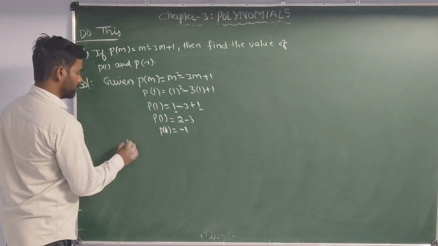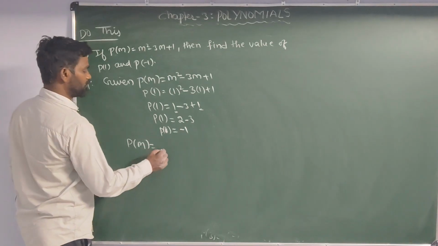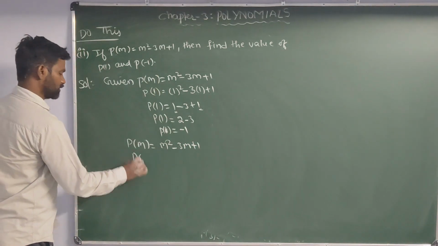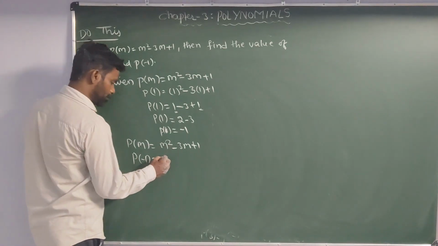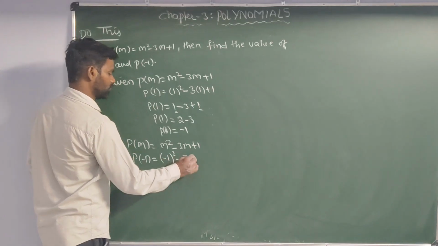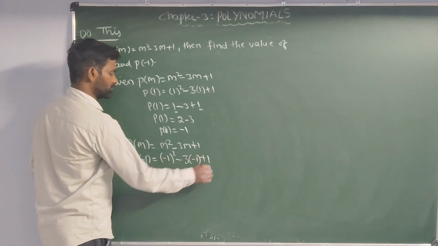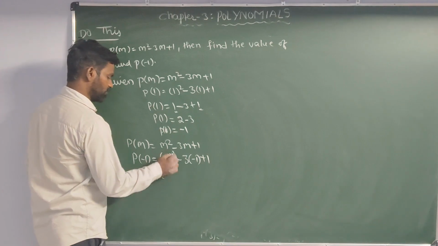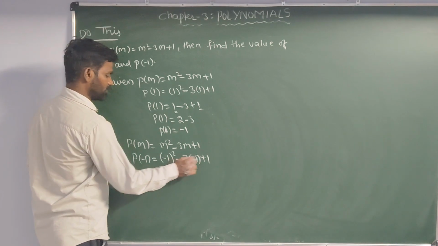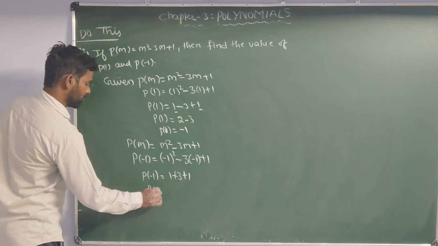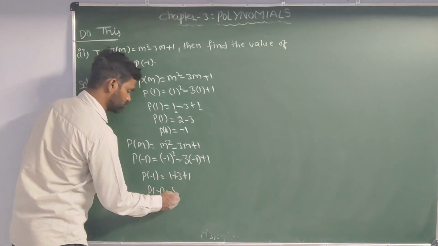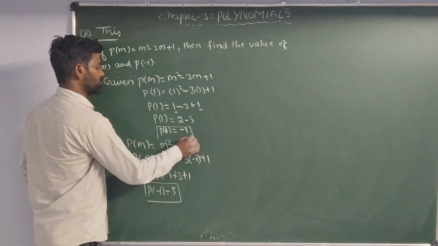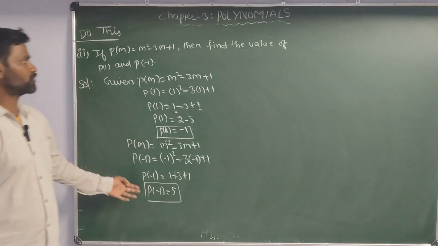In the same way, let me write the given polynomial, that is P of m is equal to m square minus 3m plus 1. Now we have to find P of minus 1, that is P of minus 1 is equal to negative value minus 1 whole square minus 3 into, in the place of m, write minus 1 plus 1. So P of minus 1 is equal to minus 1 square is minus into minus plus 1 into 1 is 1. Minus into minus plus 3 ones are 3 plus 1. So P of minus 1 is equal to 1 plus 3, 4, 4 plus 1, it is 5. So P of minus 1 is equal to 5 and P of 1 is equal to minus 1. So these are the values of given polynomial.